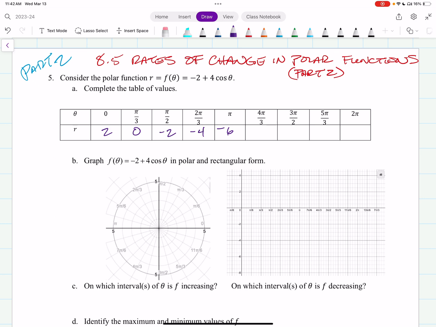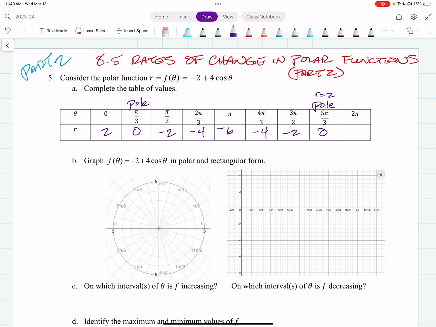At 4/3 pi, that's quadrant 3, cosine is still negative, so -1/2 of 4 is -2, plus another -2, -4 again. Then 3/2 pi, down at the bottom of the unit circle, cosine is 0 there, times 4 is 0, plus -2 is -2. At 5/3 pi, quadrant 4, cosine is 1/2, times 4 is 2, plus -2 is 0. So you're back at the pole, where the radius is equal to 0, and you're at the pole here.